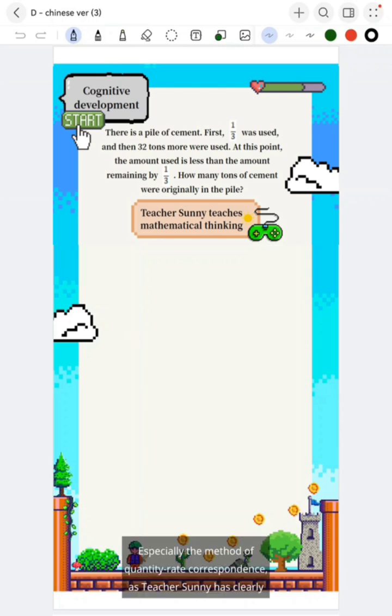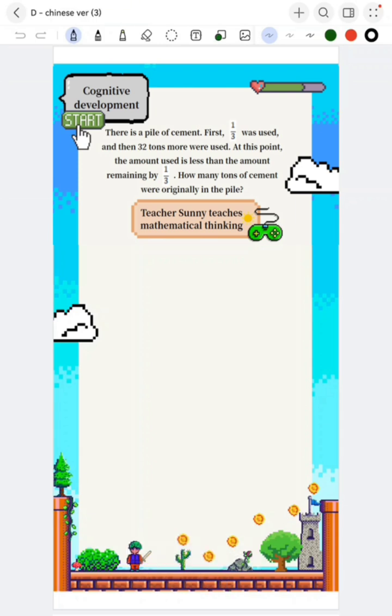Especially the method of quantity rate correspondence, as Teacher Sunny has clearly mentioned. This particular kind of problem-solving approach is truly and remarkably effective. In many cases, even a significant number of math competition teachers haven't thoroughly explained it in sufficient detail. Today, Teacher Sunny is going to use this specific problem to reveal a bit more, so that everyone can gain a much better and deeper understanding.